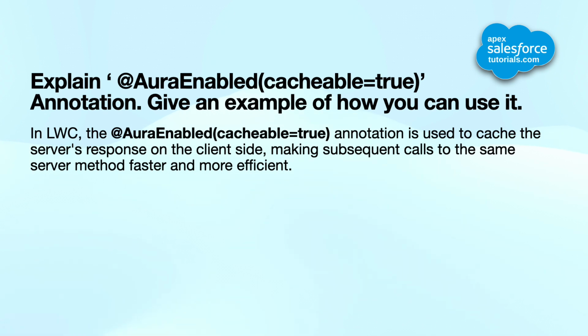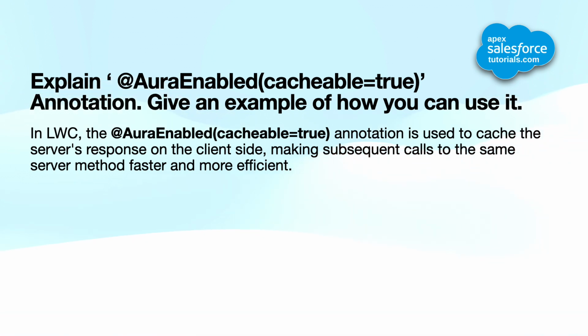Our fourth question is, explain the @AuraEnabled(cacheable=true) annotation. Give an example of how you can use it. In LWC, the @AuraEnabled(cacheable=true) annotation is used to cache the server's response on the client side, making subsequent calls to the same server method faster and more efficient.